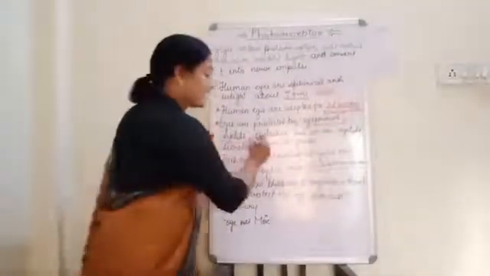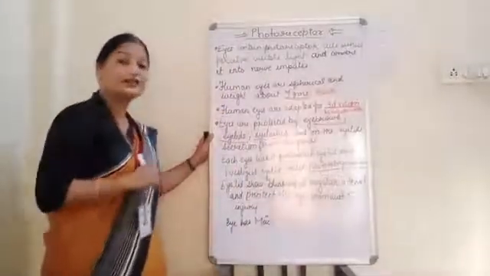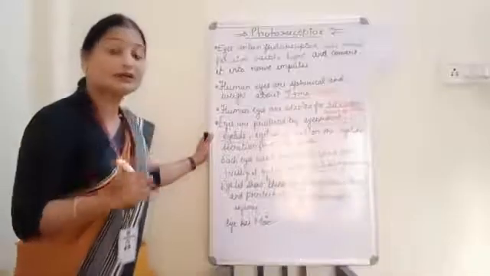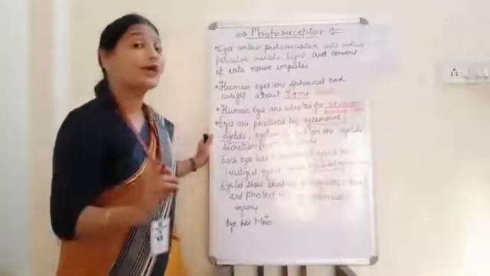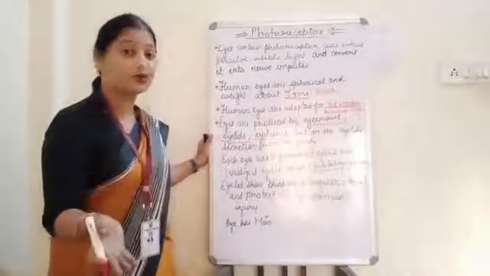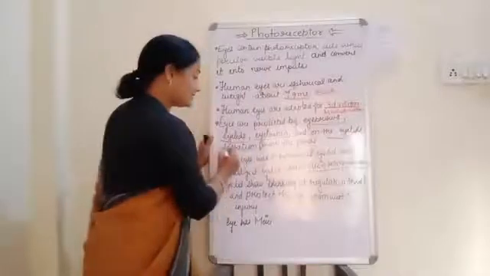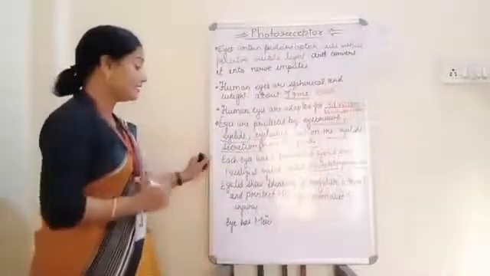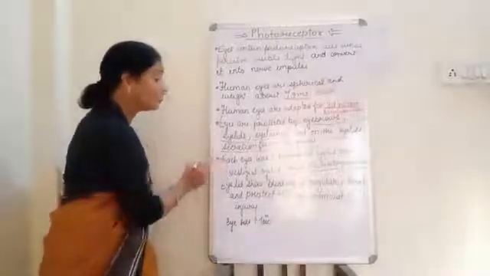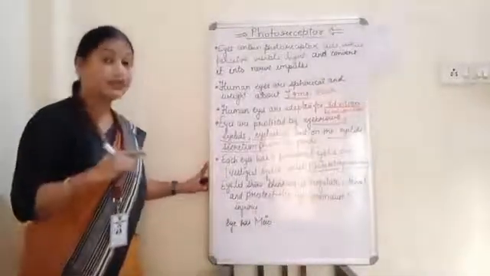eyelids, eyelashes, and on the eyelids we have some glands which secrete something from time to time. What it secretes we will see afterwards. So on the eyelids there is a secretion from the glands. Okay, next point. Each eye has 2 functional eyelids.